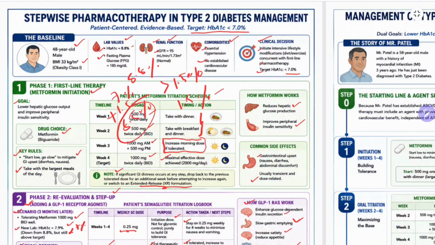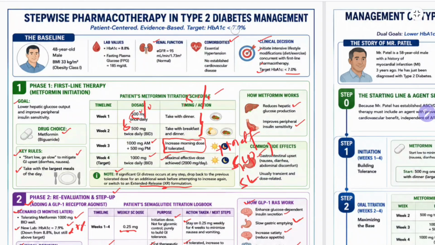So what we have done: metformin maximum dose, then GLP-1 agonist semaglutide, then SGLT2 inhibitor, like that. Okay, so this is a baseline case. The first case we have discussed.